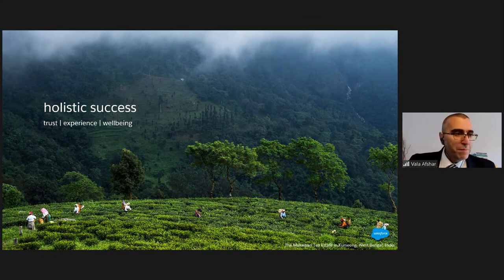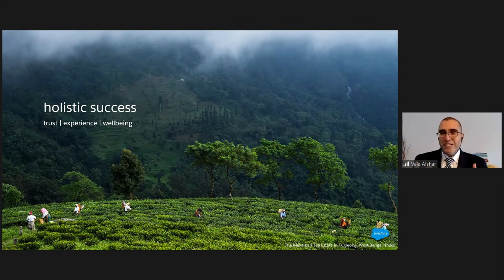When I think of the Makaibari Tea Estates in Darjeeling, world's first tea factory established in the 1800s, the farmers are artists. The workers own a piece of the estate. They have free primary education. They have community libraries and computer centers. You know, this is an example of holistic success.